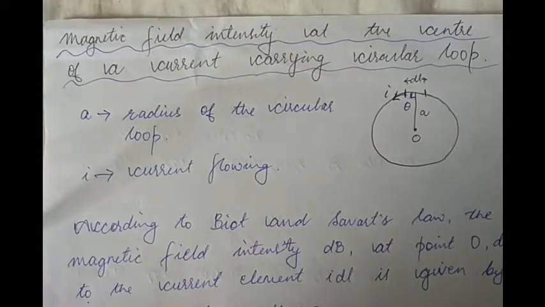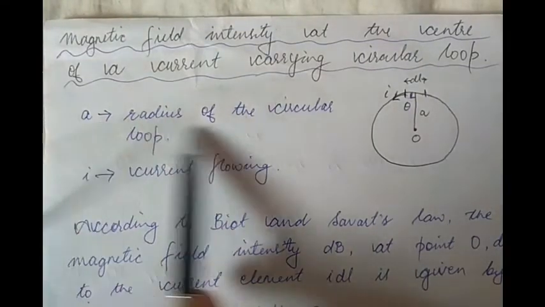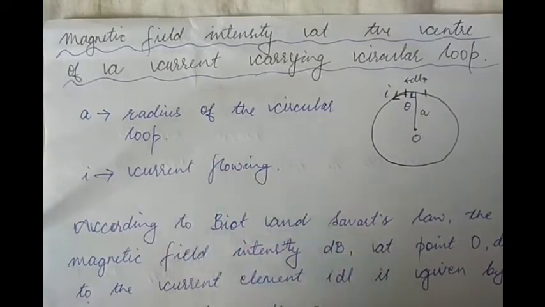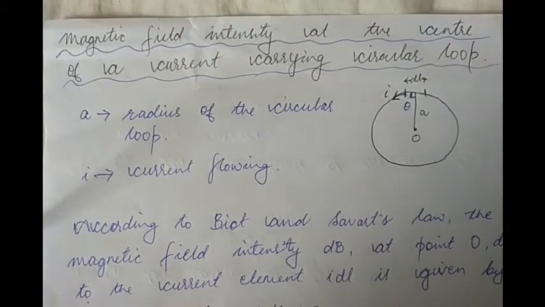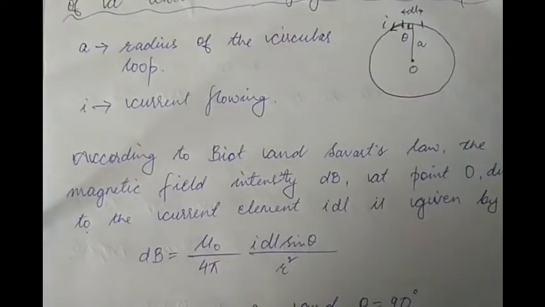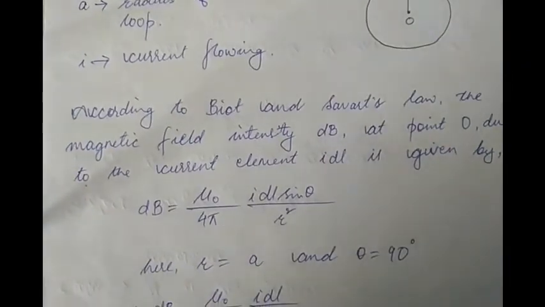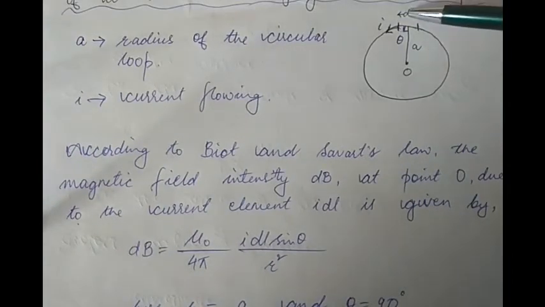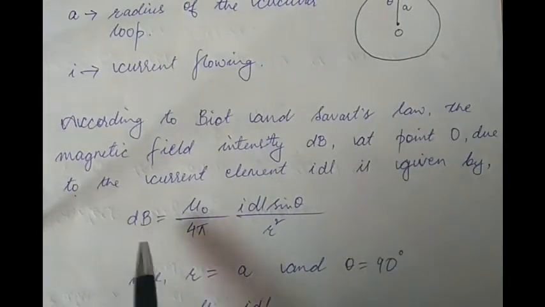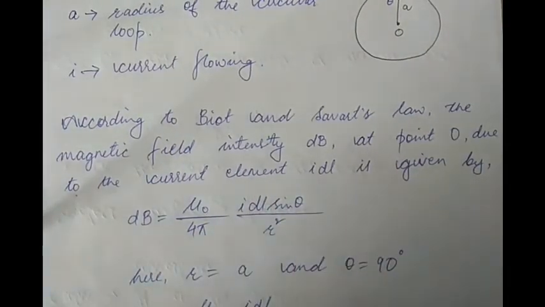So let us start. We've considered a to be the radius of the circular loop and I is the current flowing. You can see current I flowing in the anti-clockwise sense. And we've considered a small elemental length dl over here. Due to current I flowing through this elemental length dl, the magnetic field intensity at point O is given by Biot and Savart's law. According to Biot and Savart's law, the magnetic field intensity at point O due to current I flowing through the elemental length is given by dB, which is mu naught by 4 pi I dl sine theta by r squared.